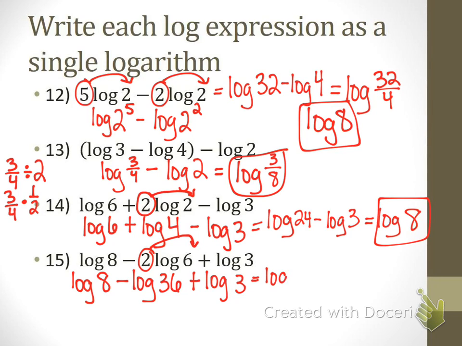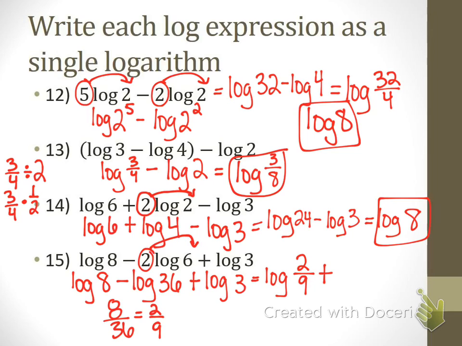So this is going to become log of what in the front? 8 over 36. Can we reduce that? 4 over 9. 2 over 9. Yes, that sounds better. Divide by 4. We get 2 over 9. So it was 8 over 36 if you need to see that. 8 over 36 reduces to be 2 over 9. That's how we got that.